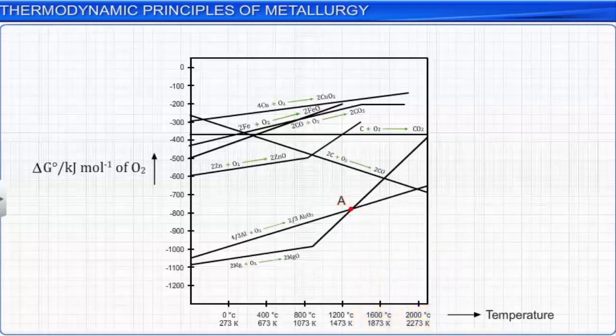Further, you can see that the line corresponding to the formation of carbon monoxide is sloping downwards. It cuts across the lines for many other metals. This makes carbon extremely useful as a reducing agent, because as soon as the carbon oxidation line goes below a metal oxidation line, carbon can reduce the metal oxide to metal. For example, at lower temperatures, carbon monoxide is a better reducing agent for reducing iron oxide than carbon.